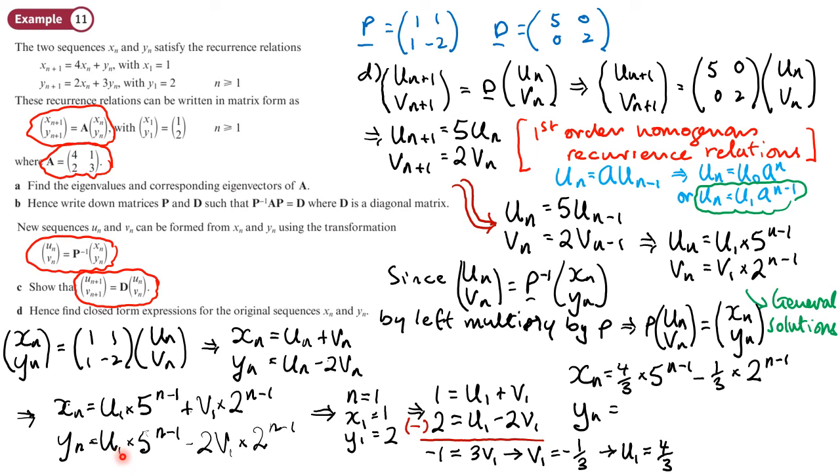And then yn is equal to u1, which is 4 thirds. So we've got 4 thirds times 5 to the power n minus 1, minus 2 times v1. So if we're minusing 2 times minus a third, we're going to be adding 2 thirds. So plus 2 thirds times 2 to the power n minus 1. So then this becomes our final solution. This is the closed form of the original sequence.